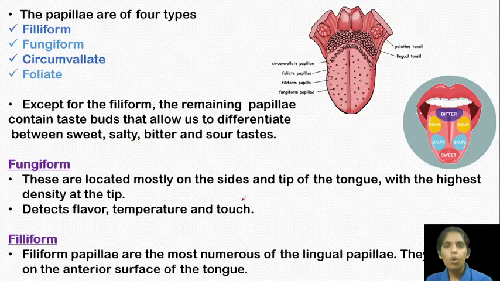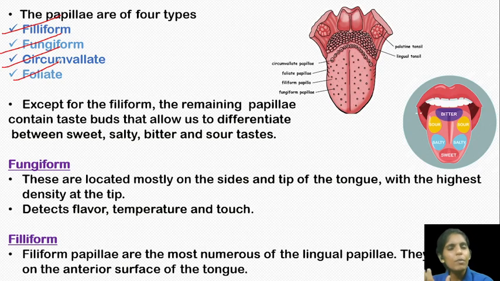Okay, the papillae are of four types: the filiform papillae, the fungiform papillae, the circumvallate papillae, and the foliate papillae. So, of all the four types of papillae, the filiform papillae doesn't have the ability to sense or detect flavor.